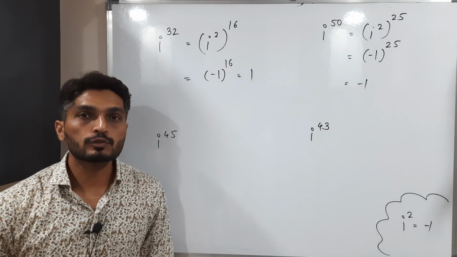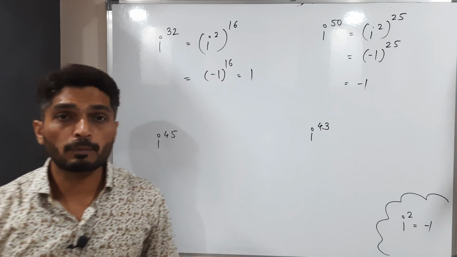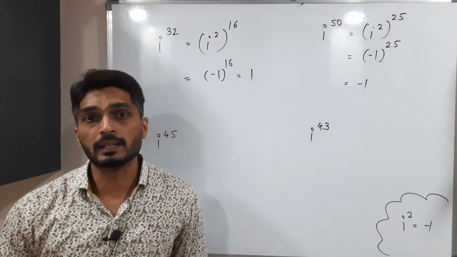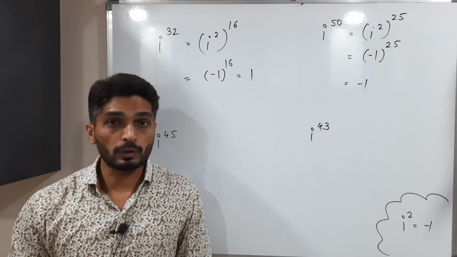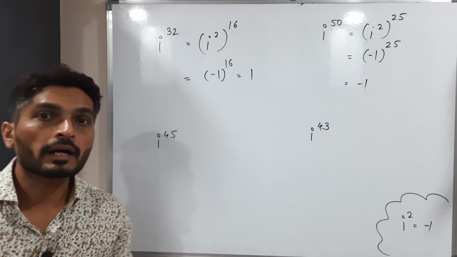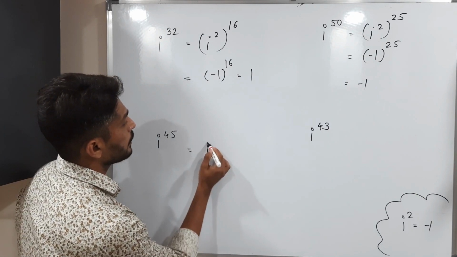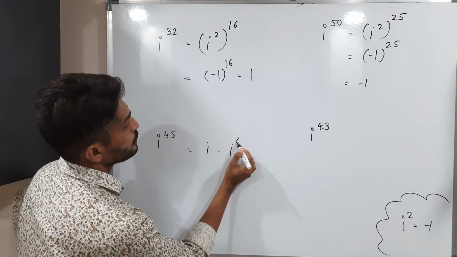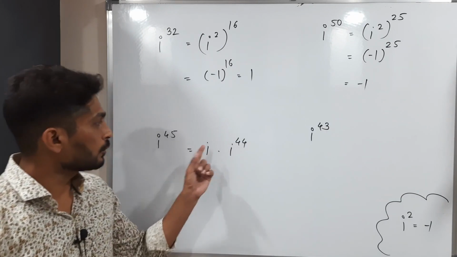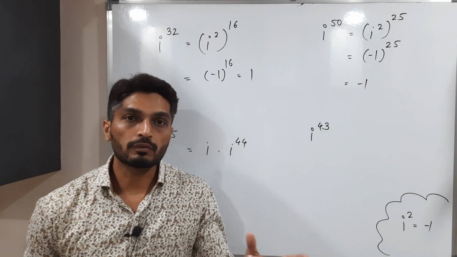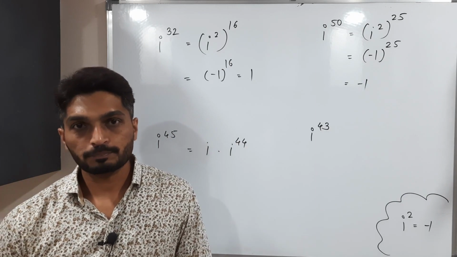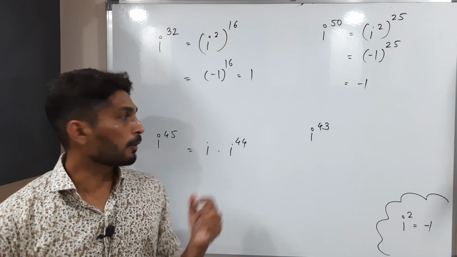Okay, let us go further. Let us find i raised to 45, but this time we have a problem. 45 is not an even number, it is an odd number. What will I do? I will take one i outside, so this is equal to i into i raised to 44. You know the power is 1 plus 44, 45 we get. Okay, so now the problem is solved.